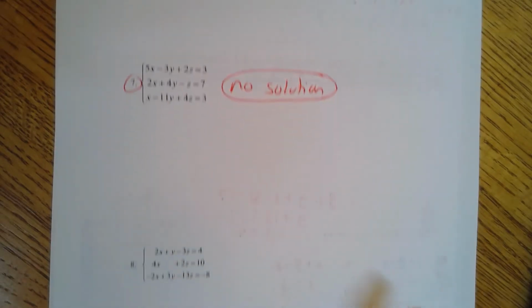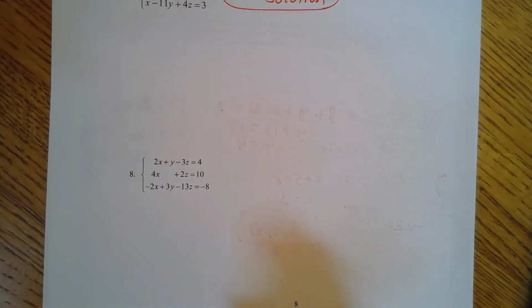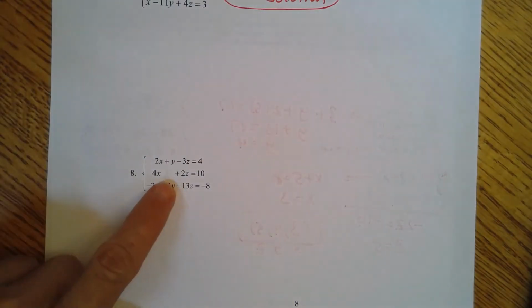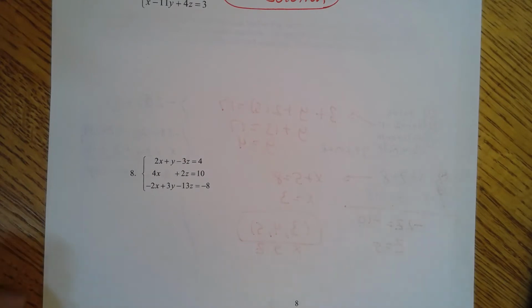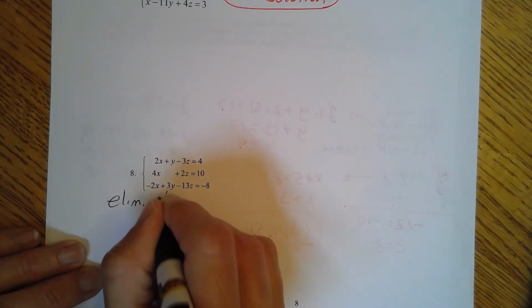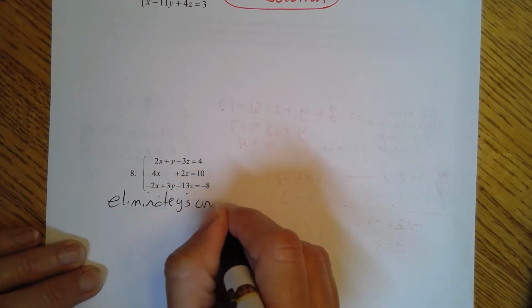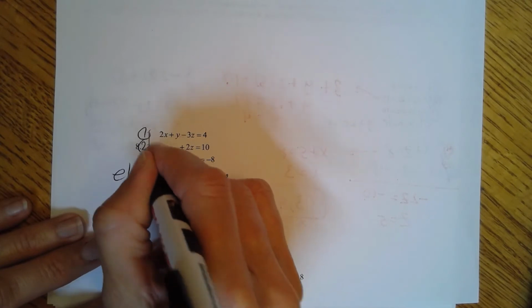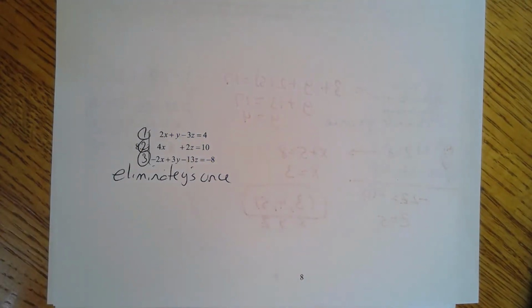And now let's do number 8 together. So on number 8, as you can see, we're already missing the y, so you might want to choose to eliminate the y just once. So we could say eliminate y's once. Now if you do that, you have to use equation 1 and equation 3 because those are the only ones that have a y in it.